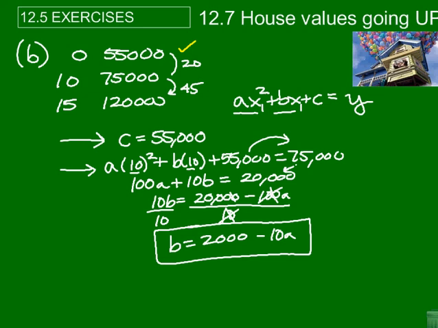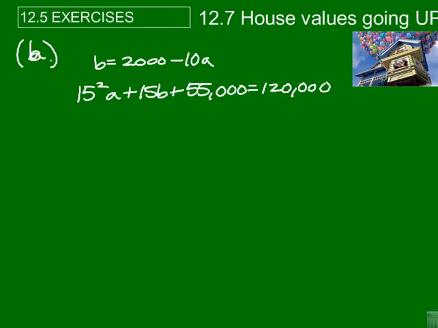Okay, I'm going to move over and then set up a third equation with the 15 and the 120,000. As you can see, this value is going up pretty quick in the quadratic because of that third value they gave us. So this thing's going to increase pretty fast. So here I got 15 squared times a plus 15b plus 55,000 equals 120,000.